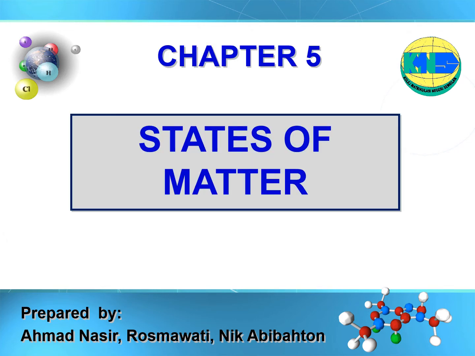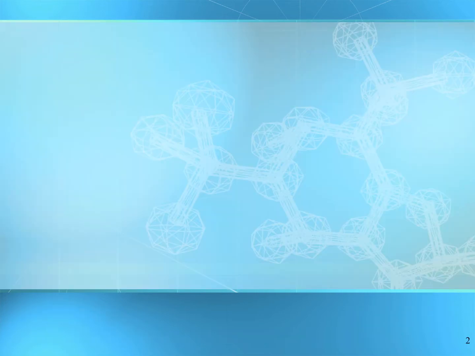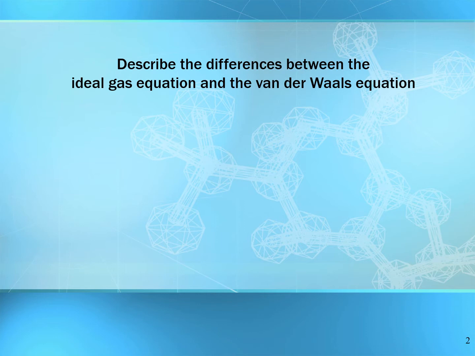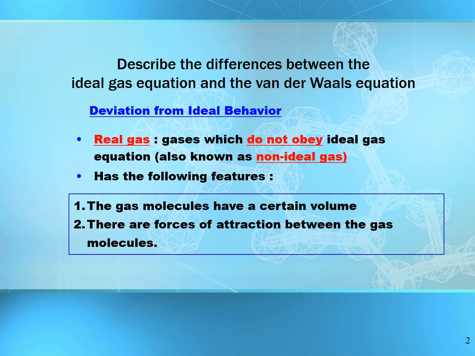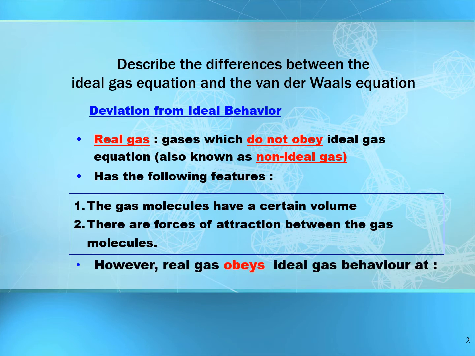The last part that we're going to learn about the gas is about ideal and real gases. Now, we're going to describe the differences between the ideal gas equation and the van der Waals equation. Real gases are gases which do not obey the ideal gas equation, and they have the following features. The first one, in real gas, the gas molecules have a certain volume. And secondly, there are forces of attraction between the gas molecules.